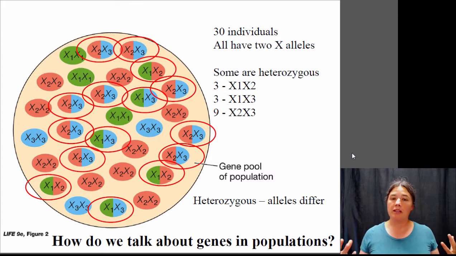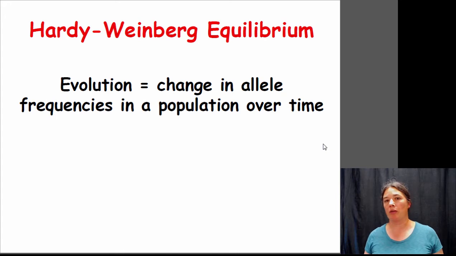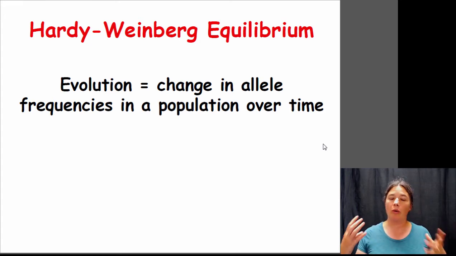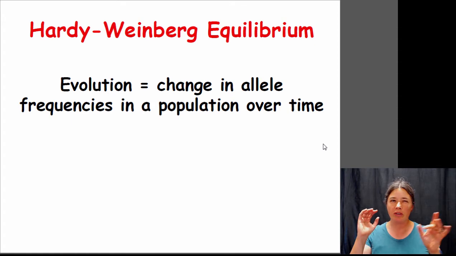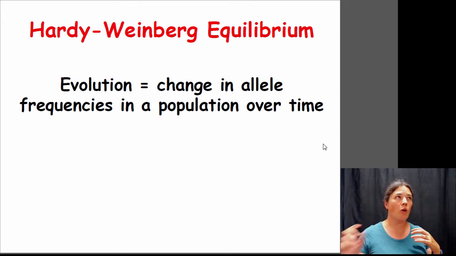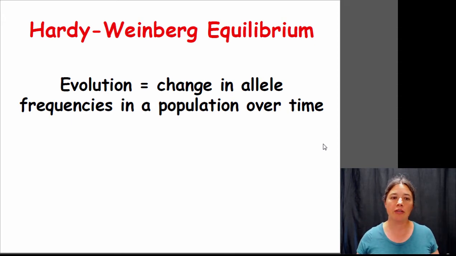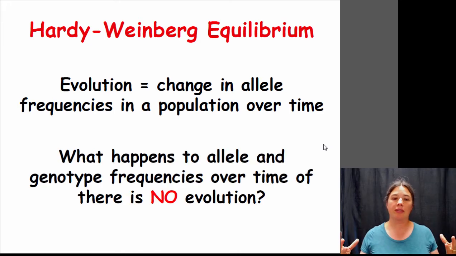So what we need is a way to talk about these genes within the population and look at whether they are changing, okay? That brings us to the Hardy-Weinberg Equilibrium. Now, we defined evolution as change in the genetic composition of a population over time, or another way of saying that is change in the allele frequencies of a population over time. So what we're interested in is these allele frequencies. And in order to see if they're changing, we need to know what happens to these allele and genotype frequencies if there's no evolution.